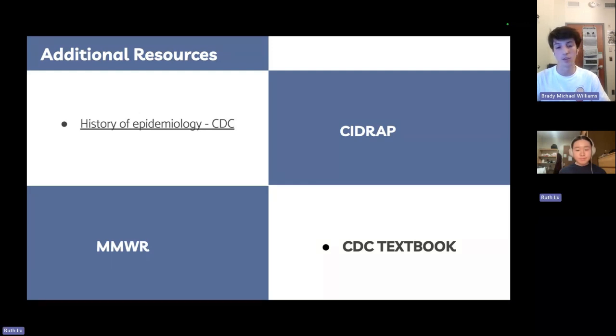You can also look at the CDC textbook. Honestly, that's probably one of your best resources. It has so much good information. It is a very long textbook, so I recommend looking through the stuff that you're confused about and reading through that, but it's super useful. Also, the SciOly wiki and the test exchange are super good resources if you're looking for extra information.